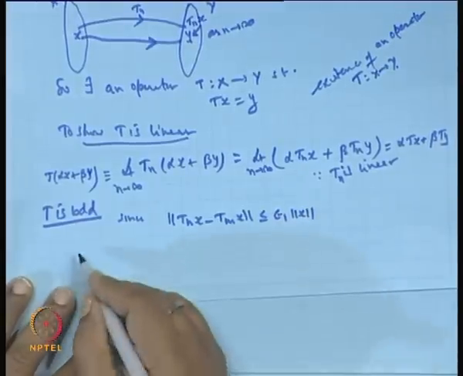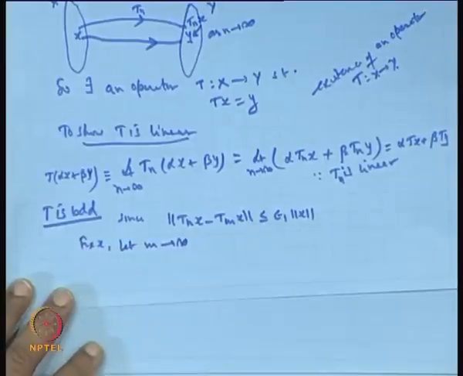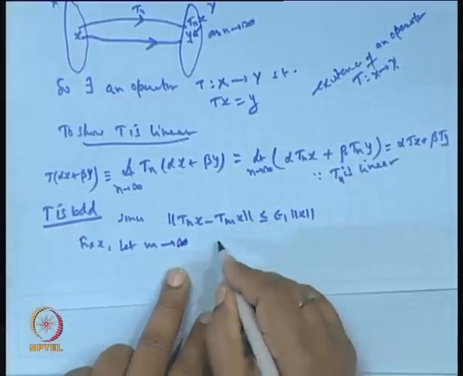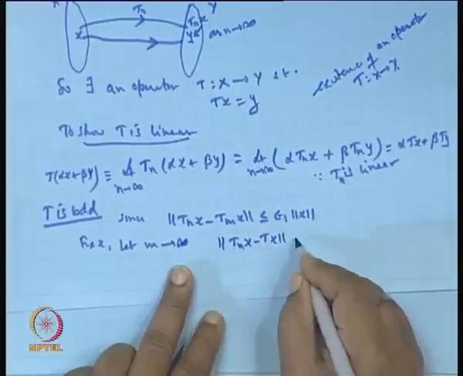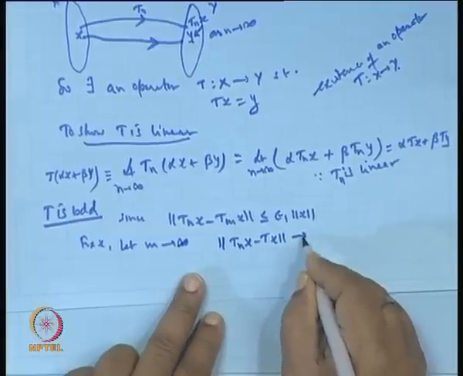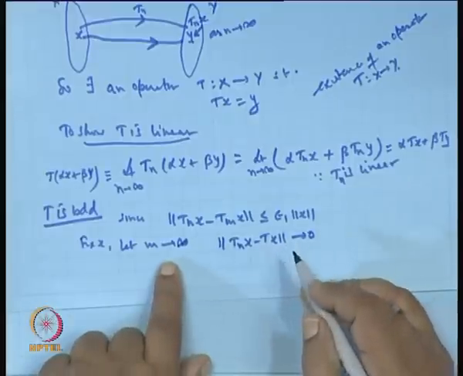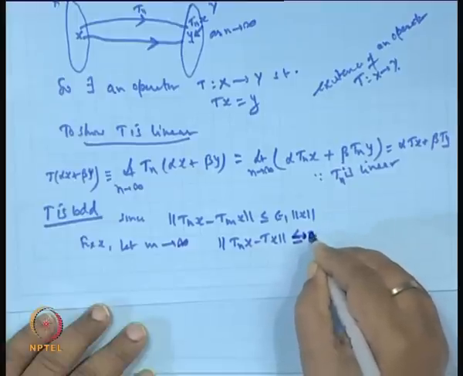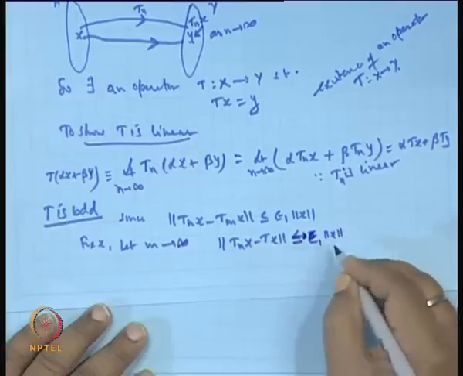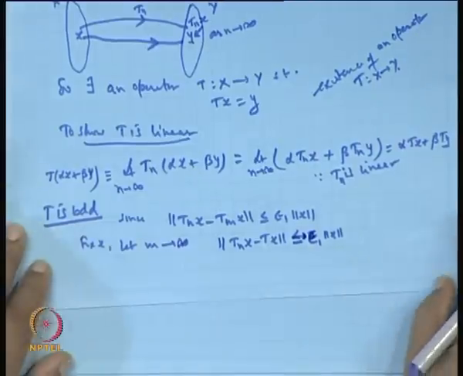So, now let us fix x and let m tend to infinity. So, if m tends to infinity, then this implies T n x minus Tx will tend to 0. Is it not? No, sorry, I am sorry, this is less than or equal to epsilon 1 into norm x. Okay. Norm x, is it correct or not?